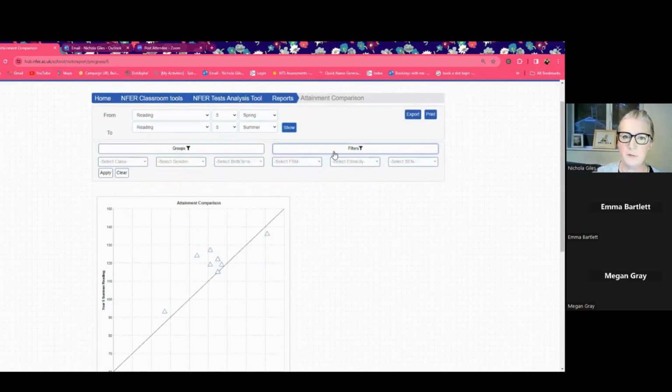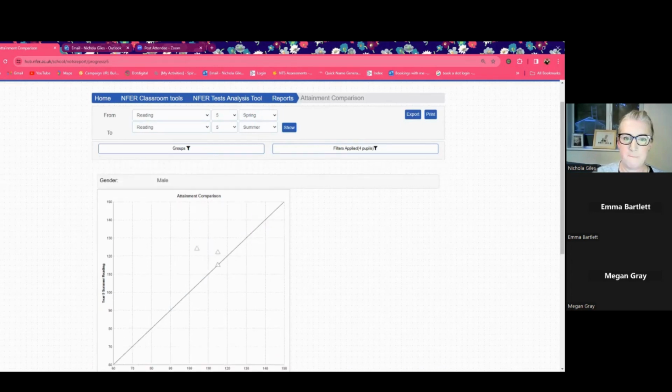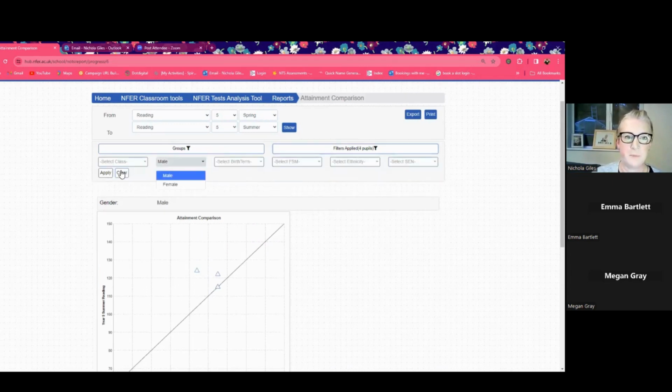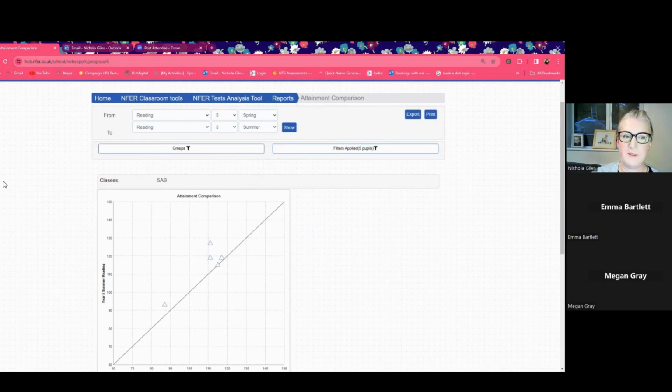And again, you can filter. So if I then put males, now obviously if your class is slightly bigger than mine, you would be able to then see more males on there. And again, if I clear it, and if you've got more than one class, you'd be able to see one class in there as well.